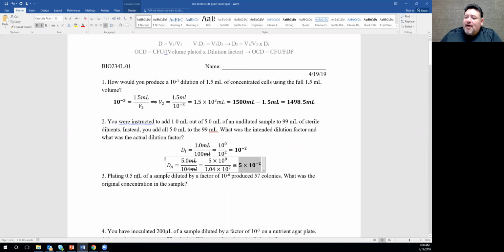It says plating 0.5 milliliters of a sample diluted by a factor of 10 to the negative 6 produced 57 colonies. What was the original concentration of the sample? Okay. Here is our formula right here. The way that this works is that the original cell density is equal to the number of colony forming units that you have on your plate divided by the volume, by the dilution factor that was delivered on that plate.